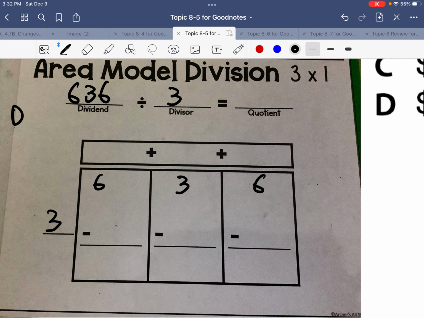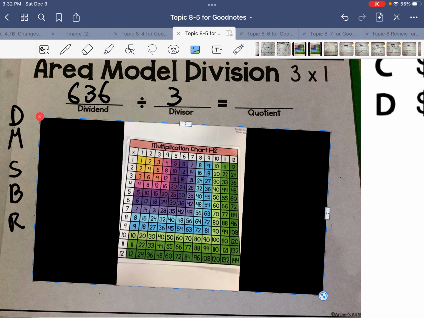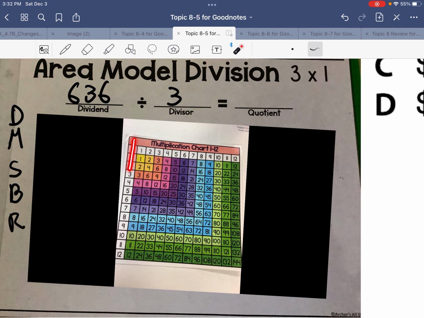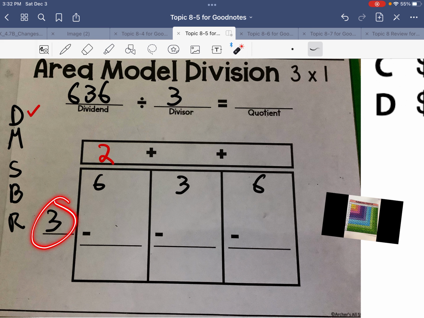Put my steps, divide, multiply, subtract, bring up, repeat. Okay? So 3 can go into 6 2 times. And in case you don't know what I'm saying, if I go into my groups of 3, I'm trying to find 6 or less. 6 is right here. I go up, I get 2. Okay? That's how I'm getting 2. 2 goes on the very top. I divide it, put a check mark. I multiply the side with the top.